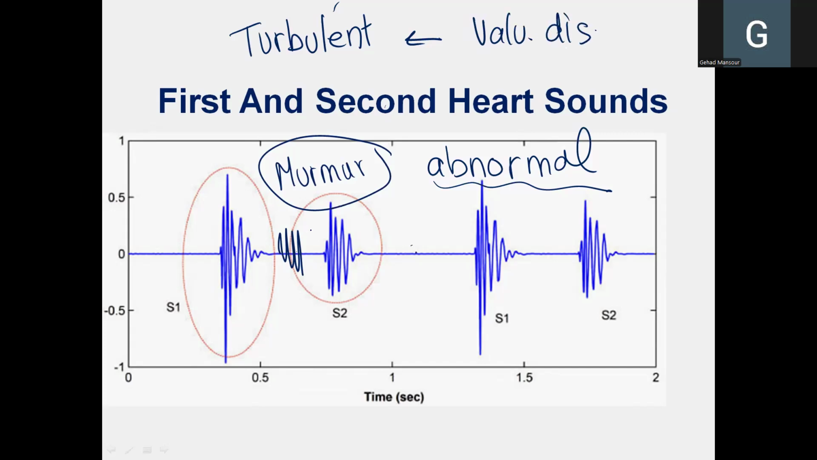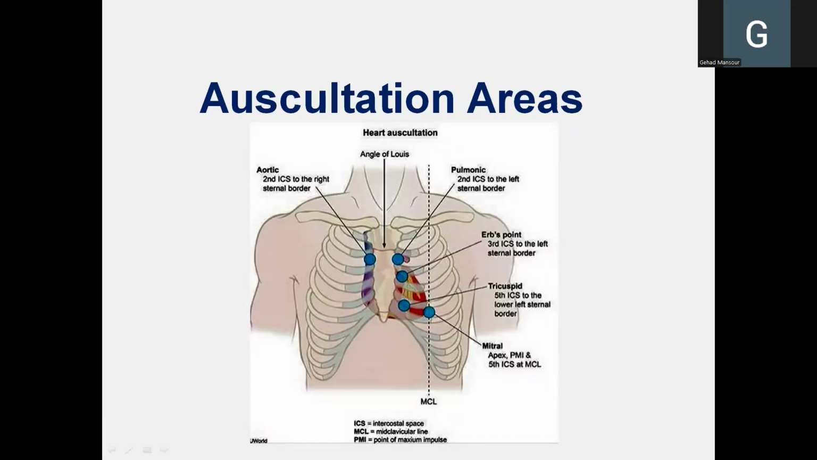If you have a murmur between S1 and S2, then it is a systolic murmur. But if you have a murmur between S2 and S1, then you will have a diastolic murmur. The auscultation areas are very important. Angle of Lewis is very important to determine the second intercostal space to the right. This is the aortic area, or where you can best hear the sounds of the aortic valve.